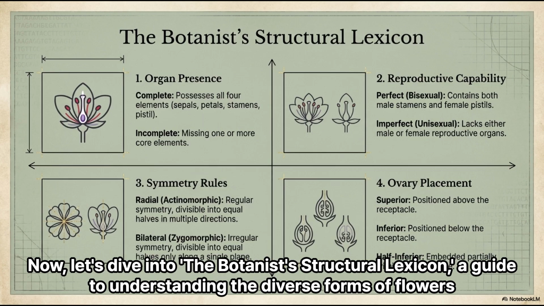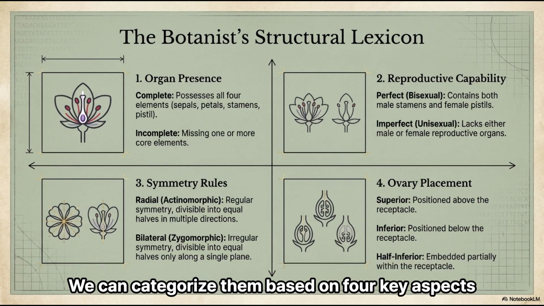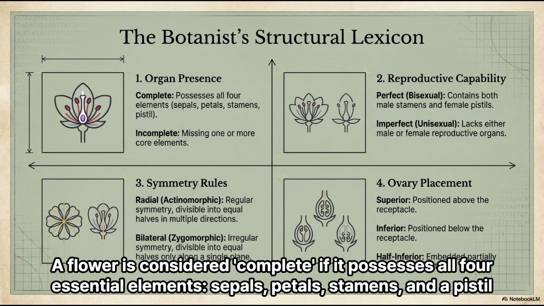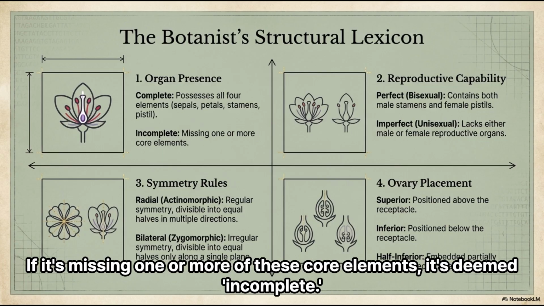Now, let's dive into the botanist's structural lexicon, a guide to understanding the diverse forms of flowers. We can categorize them based on 4 key aspects. First, organ presence. A flower is considered complete if it possesses all 4 essential elements: sepals, petals, stamens, and a pistil. If it's missing one or more of these core elements, it's deemed incomplete.